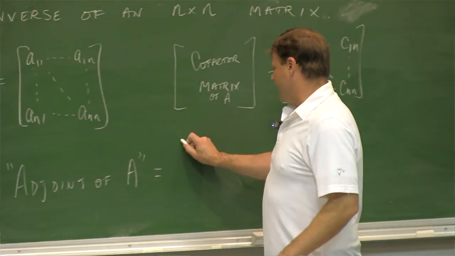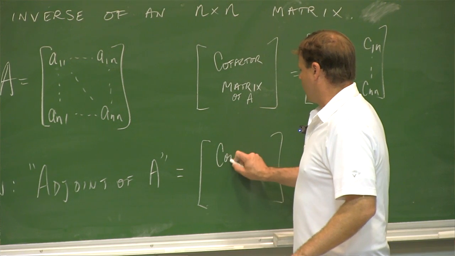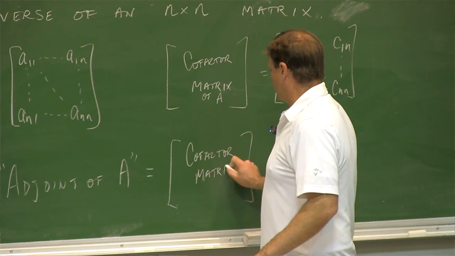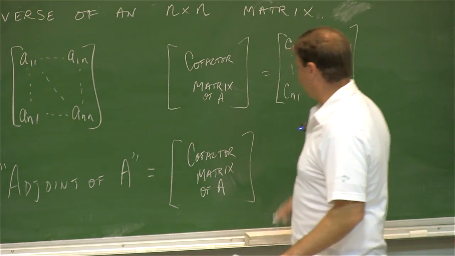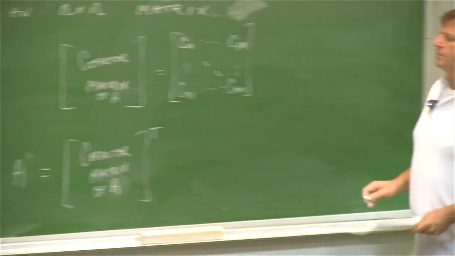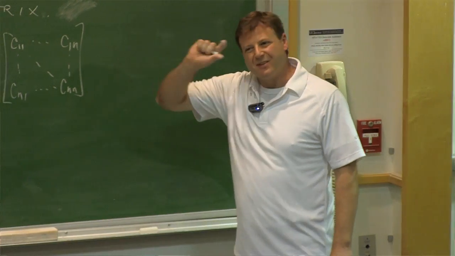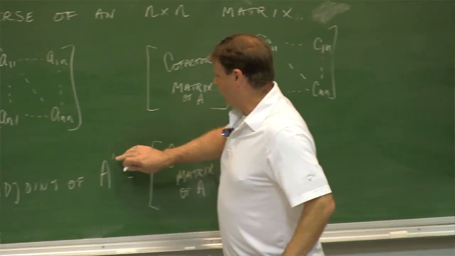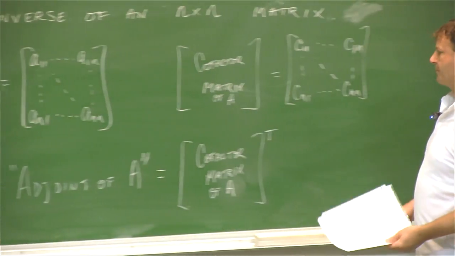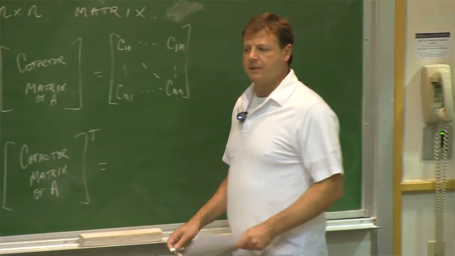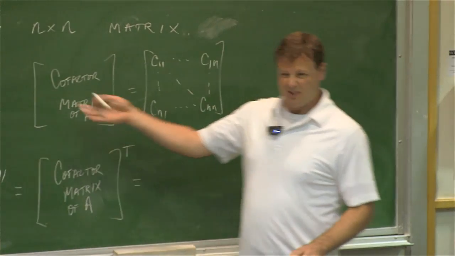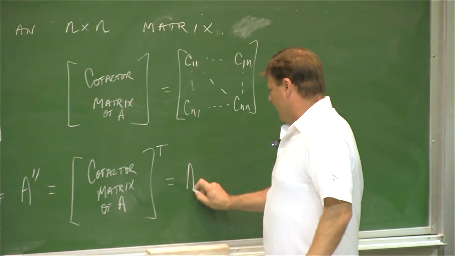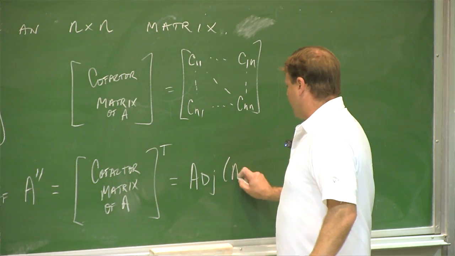And the adjoint of A is going to be the cofactor matrix of A transpose. Okay, so it's really this matrix, but I have to do that extra little step and take the transpose. And the notation for this, we've got to have notation, right? Because this is a little tedious to be writing all this down. Cofactor matrix of A. So we'll have this notation, adjoint of A.